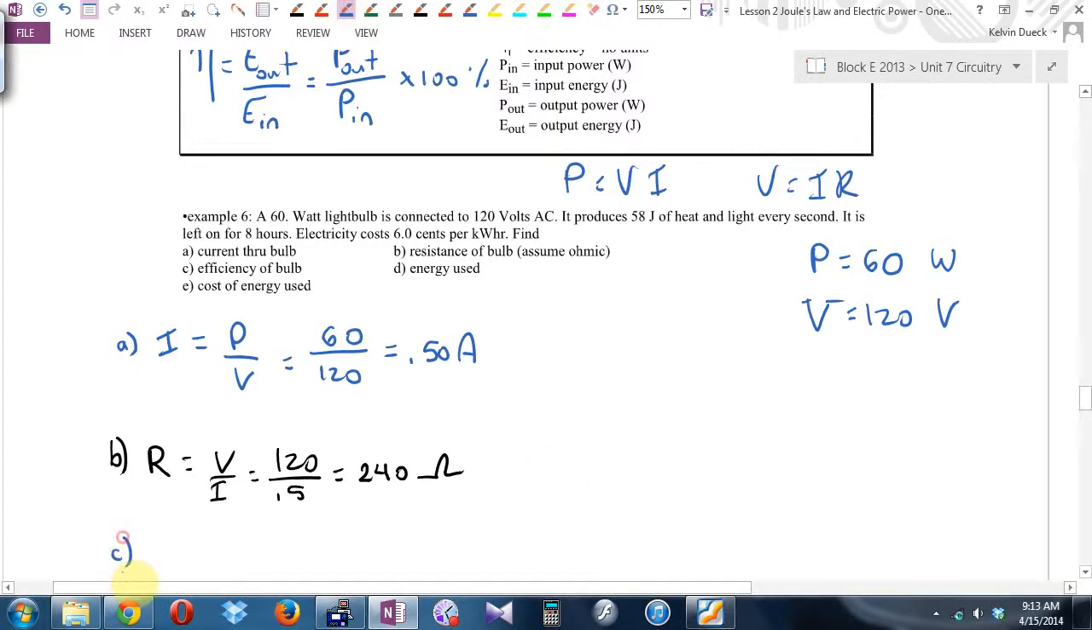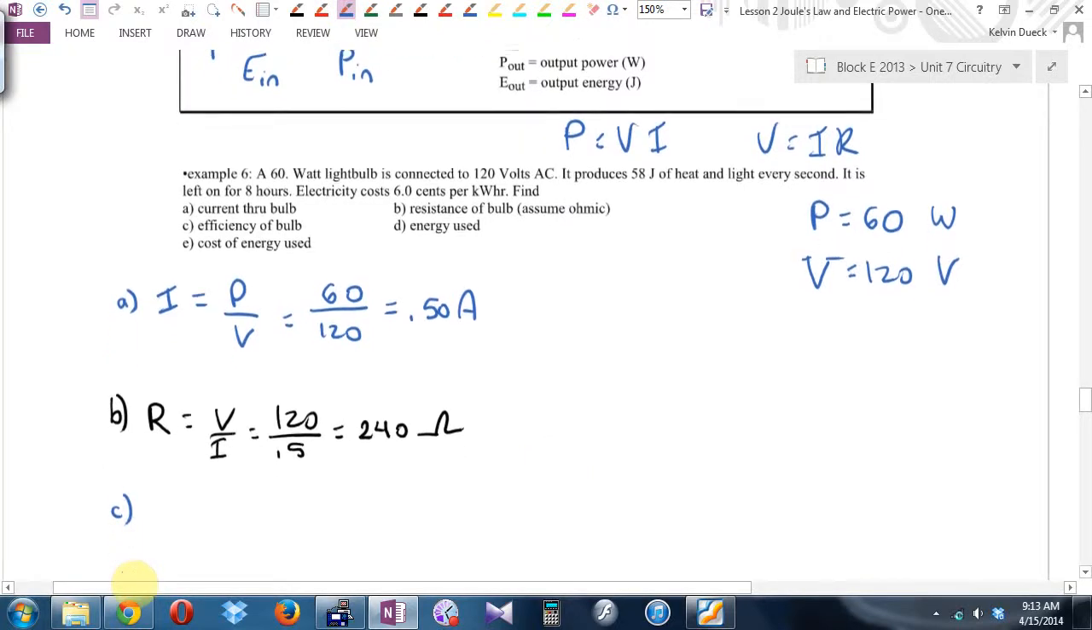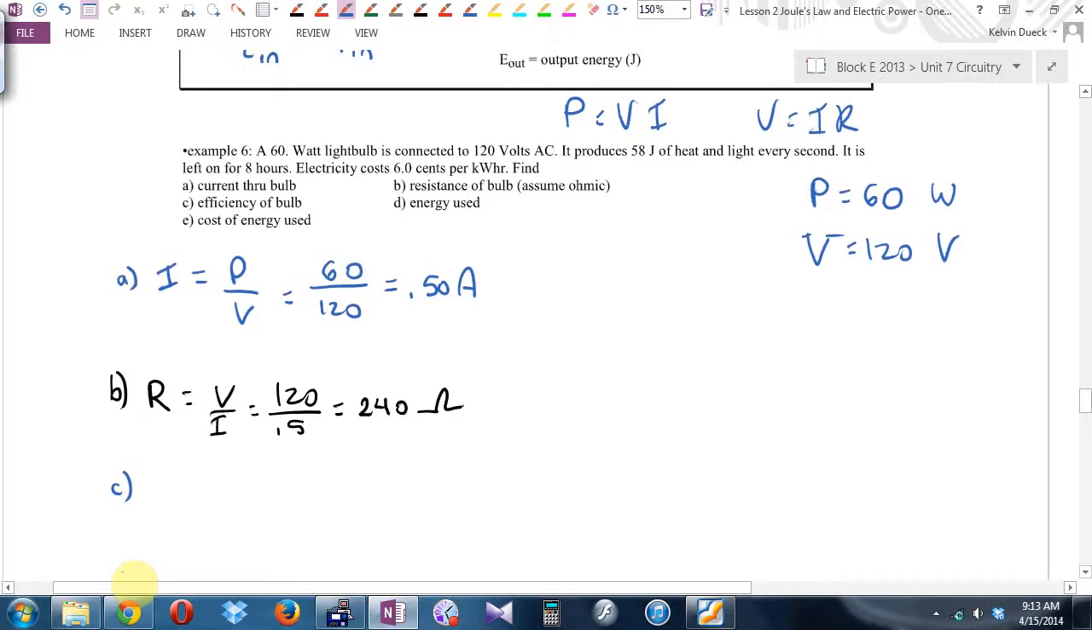C, efficiency of the bulb. Okay. Well, the power out is going to be energy divided by time. How much energy are we getting out from the bulb? What does the question say? In how much time? Keep reading, Doug. No. Keep reading right after the 58 joules. Keep reading.